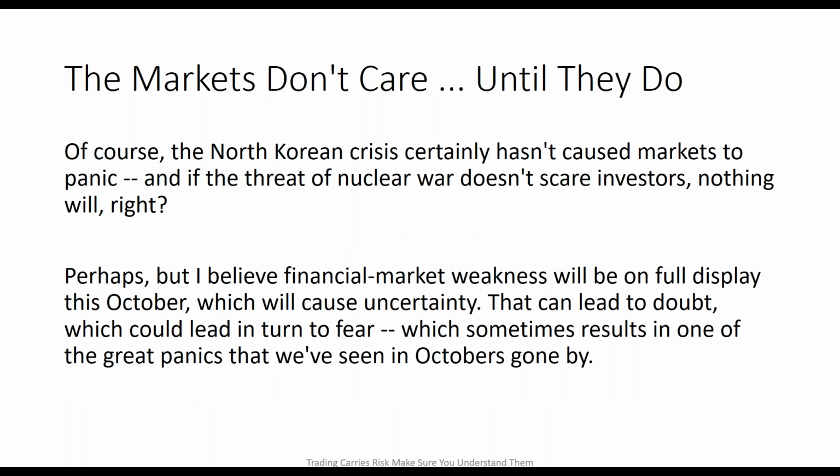Of course, the North Korean crisis certainly hasn't caused markets to panic, and if the threat of nuclear war doesn't scare investors, nothing will right now. Investors are very happy. When investors are making money in the markets, they tend not to worry about other things except what might affect the markets. Perhaps, but I believe financial market weakness will soon be on full display this October, which will cause uncertainty. That can lead to doubt, which could lead, in turn, to fear, which sometimes results in one of the great panics that we've seen in Octobers gone by.